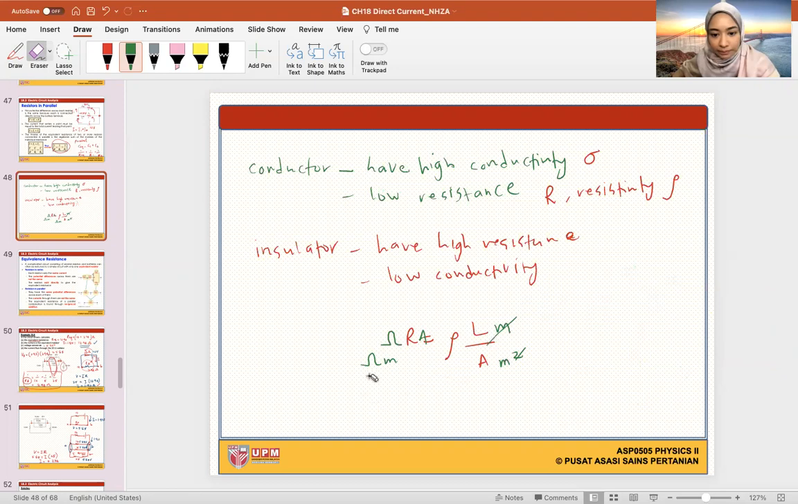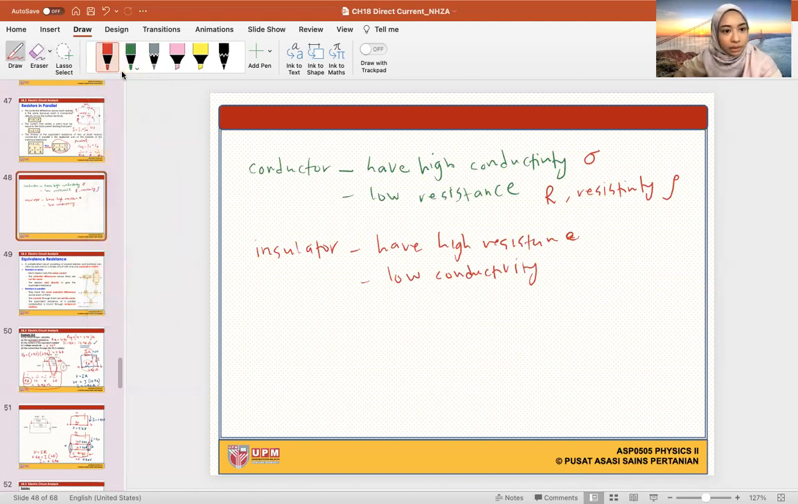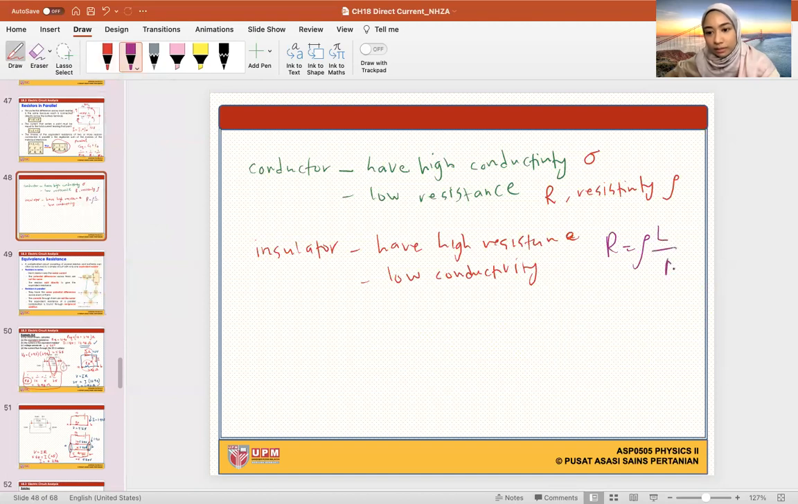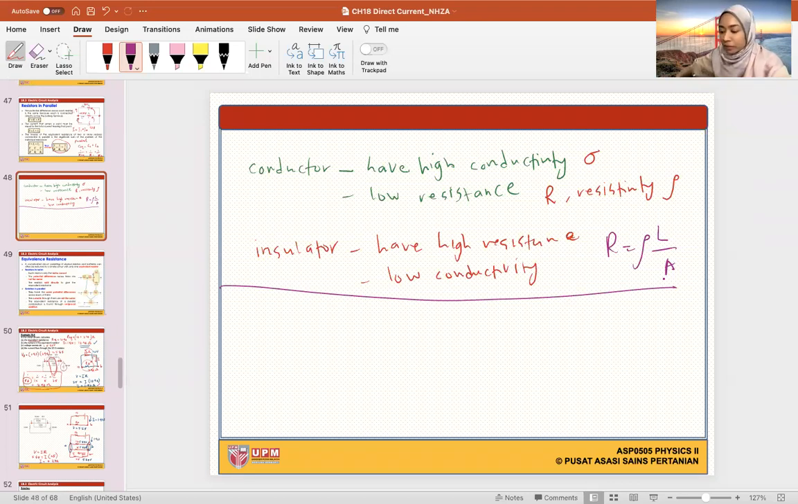What else have we learned? We talked about resistors in series and resistors in parallel. So for the way that you add resistors, let me write. Let's use purple. I rarely use purple. Okay, so R equals rho L over A, right? So now let's talk about resistors in parallel in the circuit. Sorry, that's a capacitor.